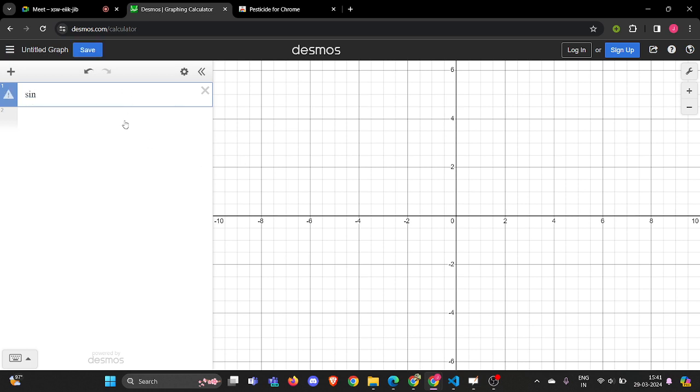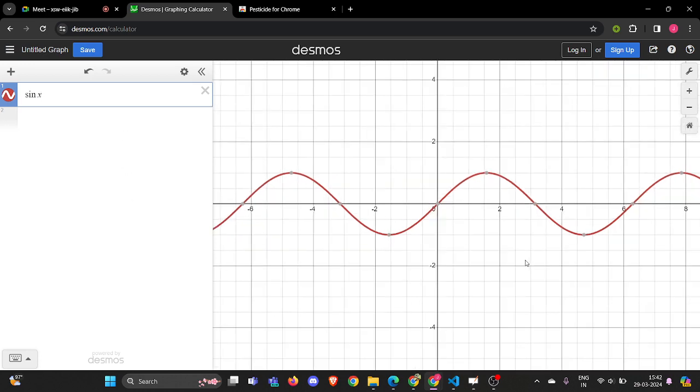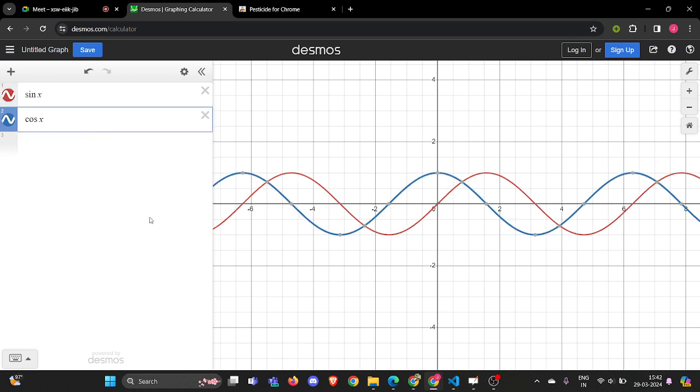So if I draw sine x, this is the sine graph, right? Now here it is in radians, so don't get confused. That's why you're seeing 1, 0, and 2. We are drawing in degrees. And let's say there is another graph, just cos of x. But focus on the red graph and the blue graph. It's the same, right? It's just that the red graph is shifted.